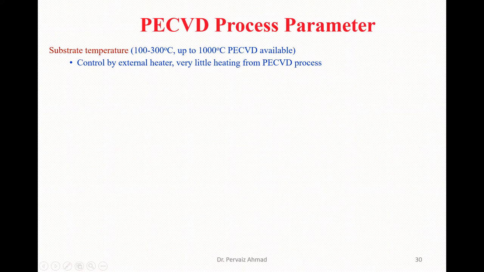Since we use plasma as the enhancing element, we can do the reaction at a very low temperature. The gas flow is normally in the range of tens to 100 standard cubic centimeters. You know that in each CVD technique, we have to utilize gas flow. In this particular process, the gas flow rate should be from 10 to 100 SCCM, which means standard cubic centimeters per minute.